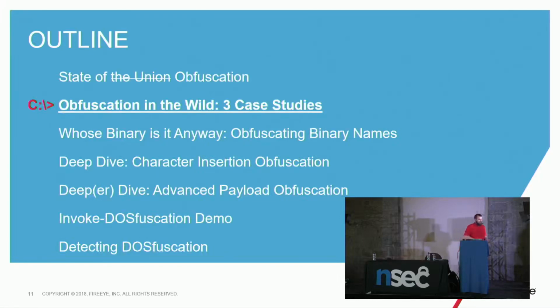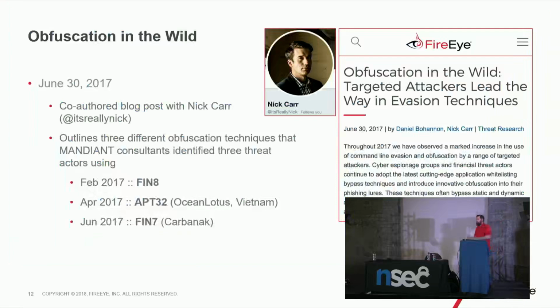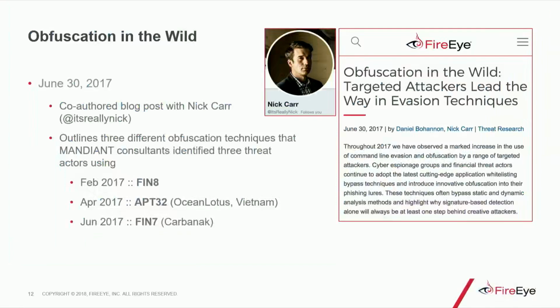So what got me into this was specifically 3 case studies of actual attackers that we investigated last year. My manager, Nick Carr, and I co-authored this blog post at the end of June about these 3 different techniques and these 3 different attackers. The groups we're going to talk about very briefly here are FIN8, a financial threat actor, APT32, also known as OceanLotus out of Vietnam, and then FIN7, also known as Carbanak.